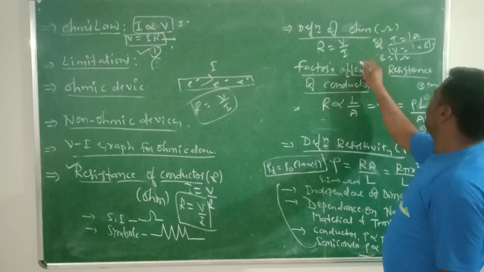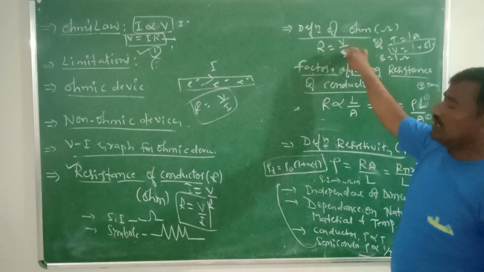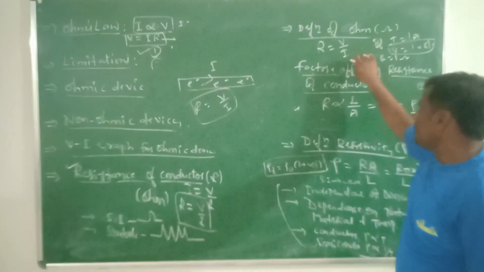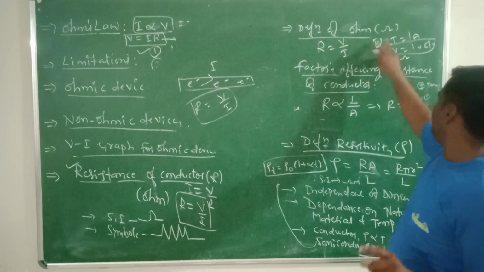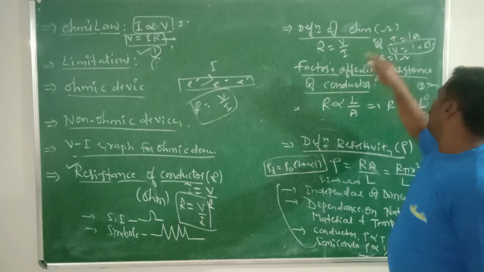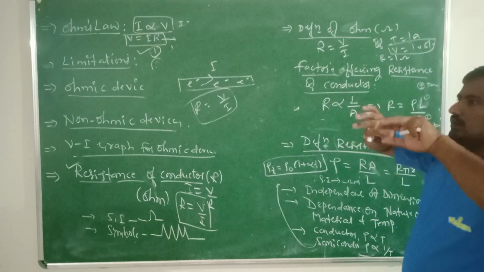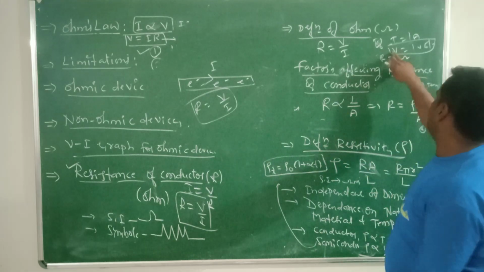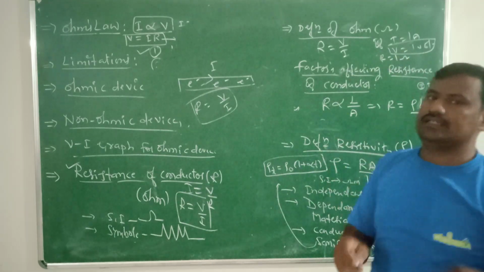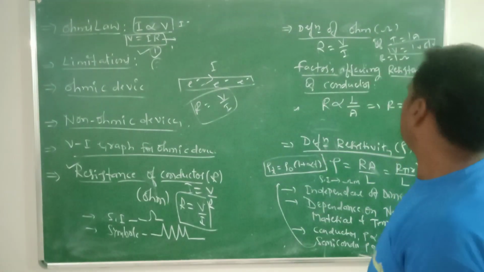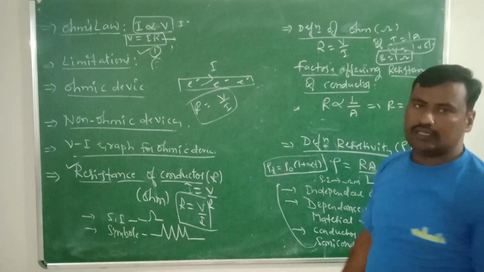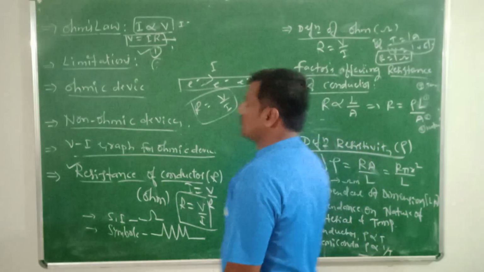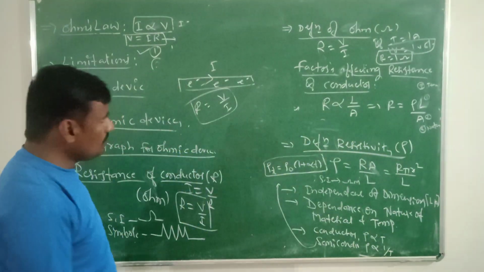That also gives the definition. Once again, the definition of ohm: resistance of a conductor is said to be 1 ohm if 1 ampere of current flows through the conductor when a potential difference of 1 volt is applied across the conductor. That gives R equal to 1 ohm. This is the definition of ohm.